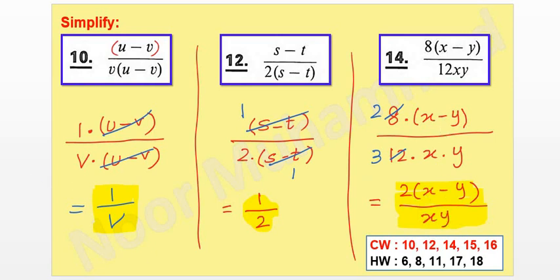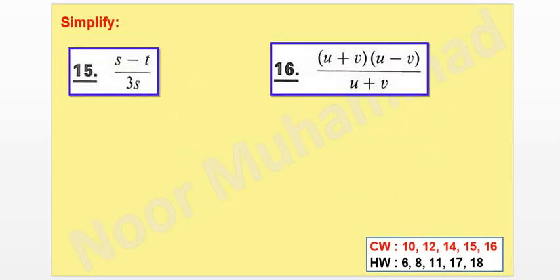Let's solve some more questions from the exercise. So here we have s minus t divided by 3s. So if I put it in a bracket just to see what I can cancel with the denominator, it's not possible to simplify any of the terms or factors. The numerator and denominator do not have any common factor.